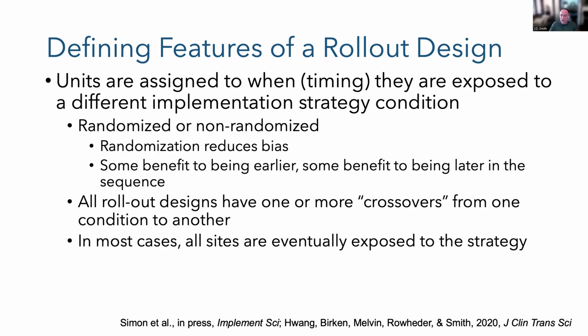And all rollout designs have one or more crossovers from one condition to another. So this is something that cannot be done in a stepped wedge. You cannot have two crossovers because you would then not have wedges. You might have steps, but not wedges anymore. In most cases, there is a little asterisk here. I'll show a couple of examples where we include a control site.